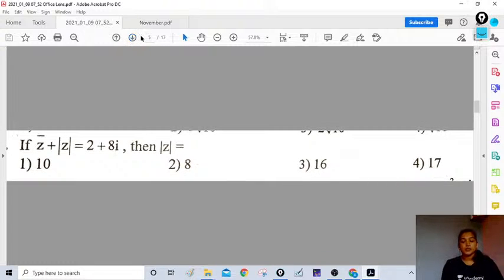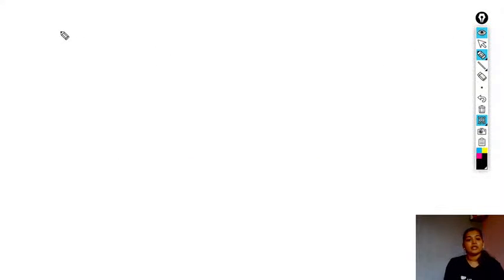So this is the next question that we have. If z conjugate plus modulus of z is equal to 2 plus 8 times iota, then what will be the value for modulus of z? Okay. So let me quickly note down the question. Z conjugate plus modulus of z, this is equal to 2 plus 8 times iota. So what will be the value for modulus of z here in this case?